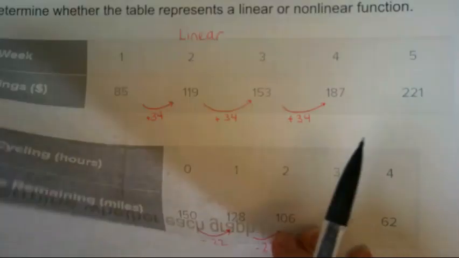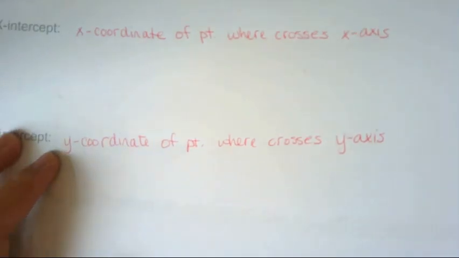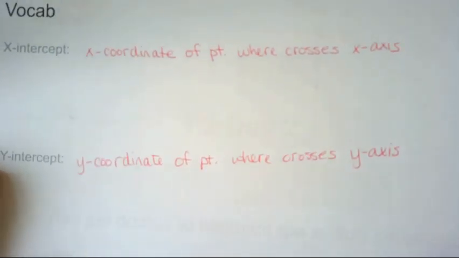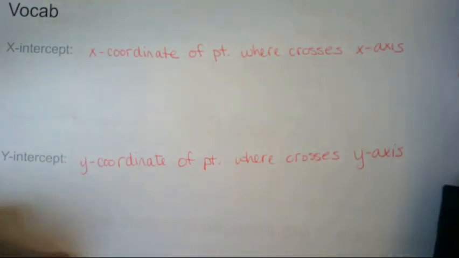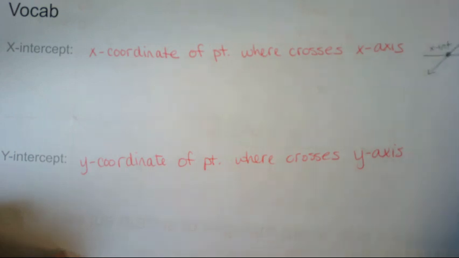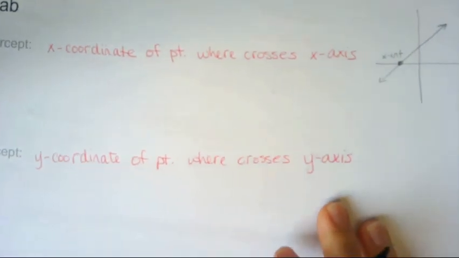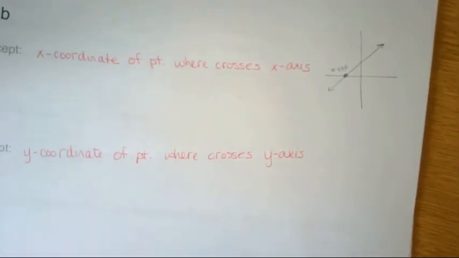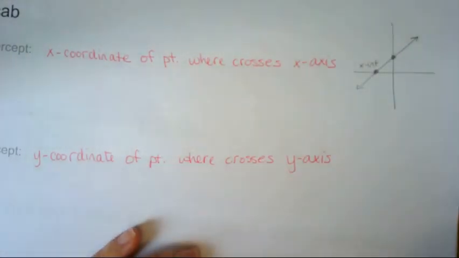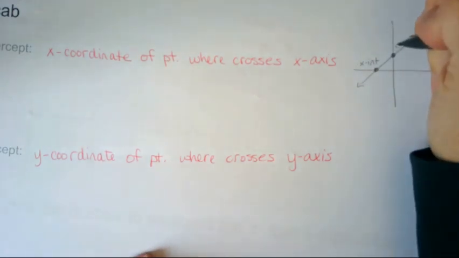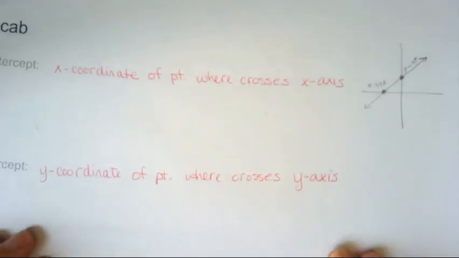All right, changing over to intercepts. So x-intercepts, y-intercepts. An x-intercept is the x-coordinate of the point where it crosses the x-axis. So for example, if this was my graph, this is an example of the x-intercept, but you just want to write down the x-coordinate of that point. And the same for the y-intercept, it's where it's crossing the y-axis, but you just want to write down the y-coordinate of that point. So let's practice that.